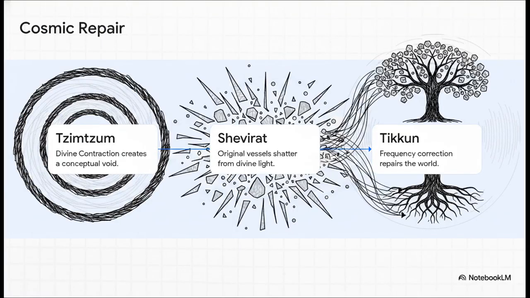The sources outline 3 very mechanical steps of creation. First is Tzimtzum, where the infinite source literally contracted itself to create a void so a finite universe could even exist. Second is Shevirat HaKelim. Here, the original bounding vessels were just too immature to handle the raw, intense voltage of the divine light, and they catastrophically shattered. This explosion trapped the divine sparks inside dense material husks, which, of course, brings us to the third step, Tikkun, the absolute necessity for cosmic repair.